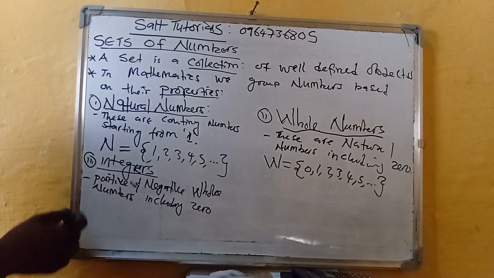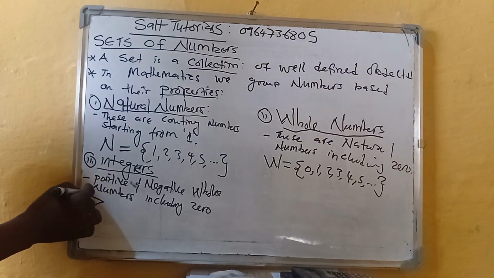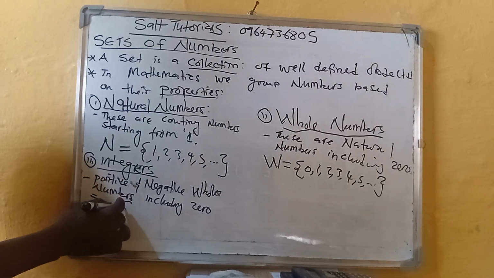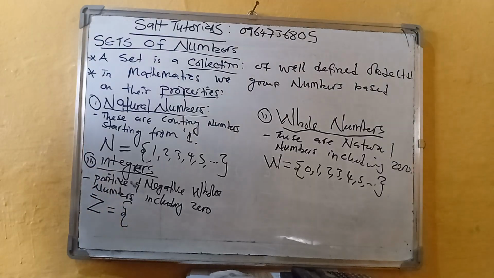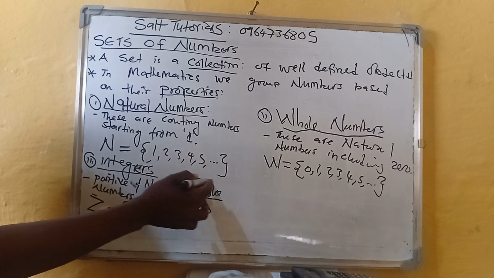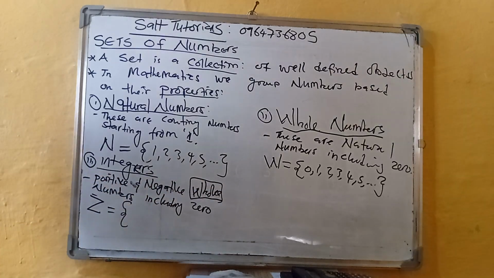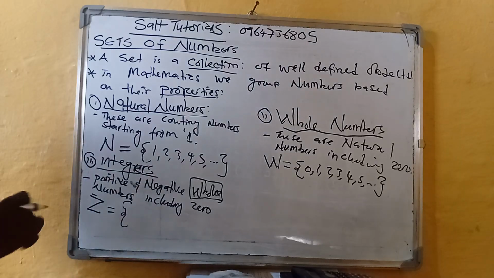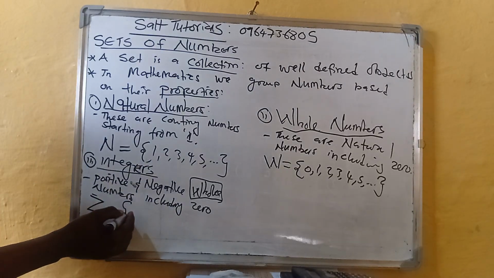That is why the Z, the symbol for integers, is basically equal to all the negative numbers we can think of. Remember, it's negative whole numbers, not fractions, not decimals. We're just talking about whole numbers. So negative whole numbers, maybe we have a lot of negative numbers coming from this side.